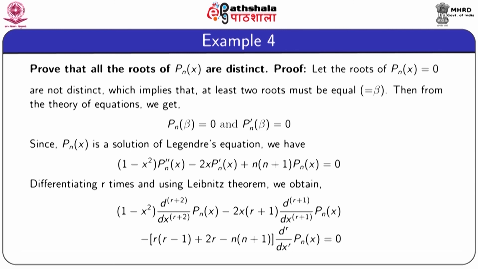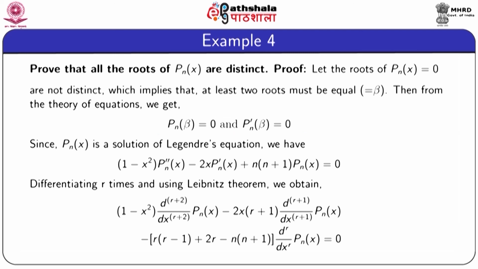Our next example: you have to prove that all the roots of Pn(x) are distinct. That means they are not repeated. To prove that, we use the method of contradiction. So, we assume that the roots of Pn(x) are not distinct. That means there must be at least two roots which are equal, and let it be beta. Now, from the theory of equations we get that Pn(beta) is equal to 0 and P'n(beta) is equal to 0.